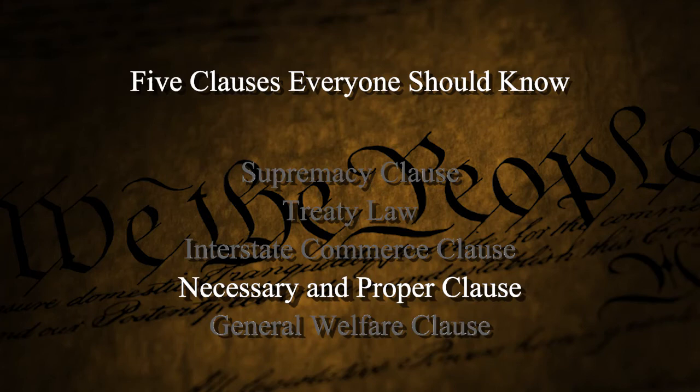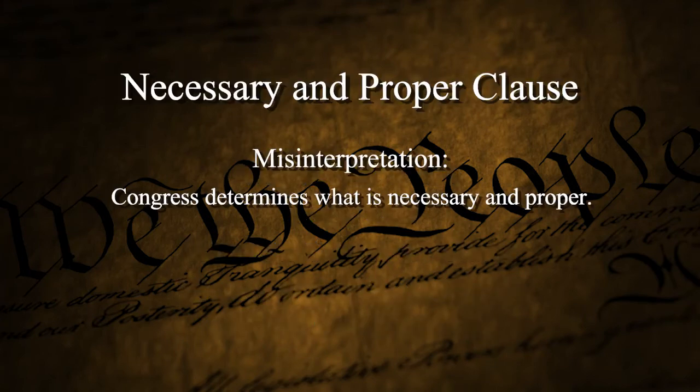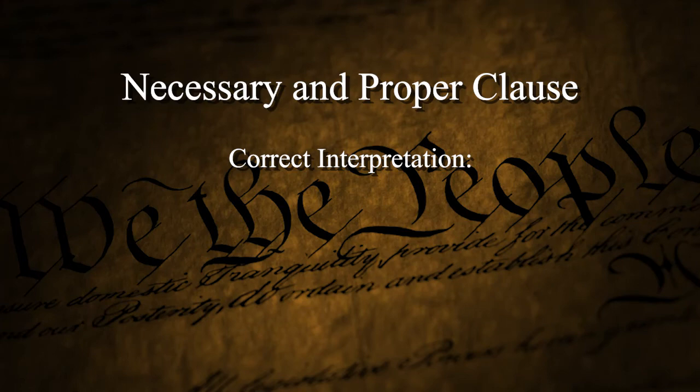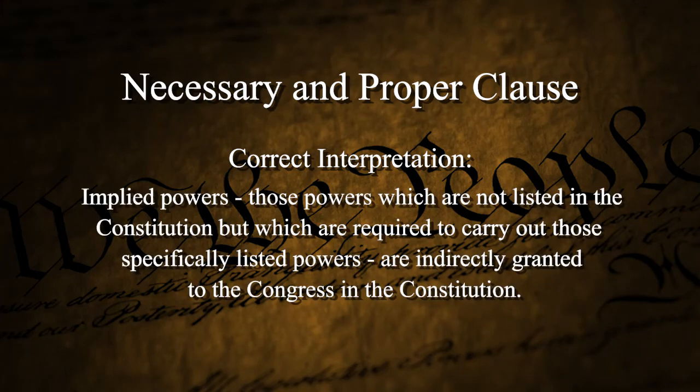The Necessary and Proper Clause. The misinterpretation there is that Congress determines what's necessary and proper. Too often that's what happens: well, it's necessary and proper, and we say so. The correct interpretation is implied powers, those powers which are not listed in the Constitution but which are required in order to carry out those specifically listed powers, are indirectly granted to Congress in the Constitution. It has to be tied in.